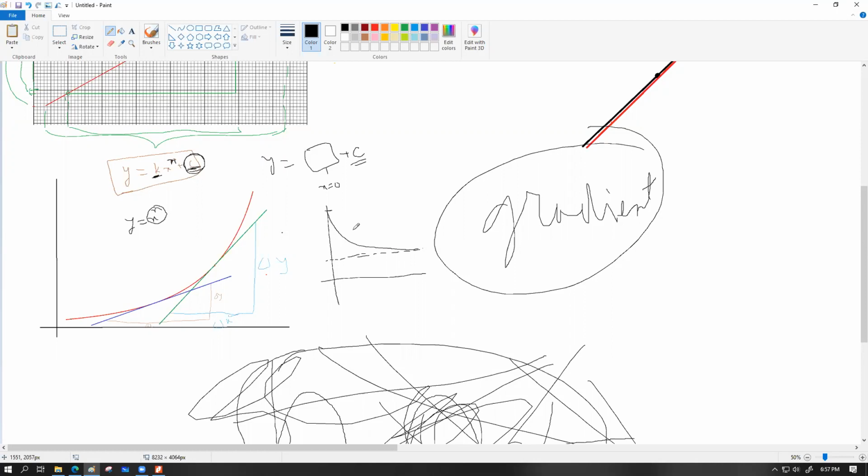Then put a bracket, and inside the bracket write: what is the exact gradient and also how the gradient changes. Number two again: gradient of the graph, and inside the bracket write what is the exact gradient and also how the gradient changes. Full stop, bracket close.